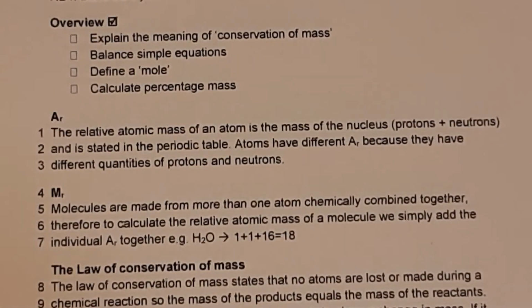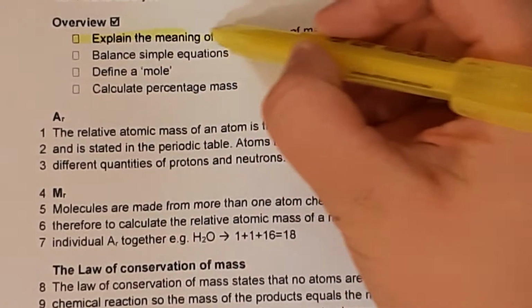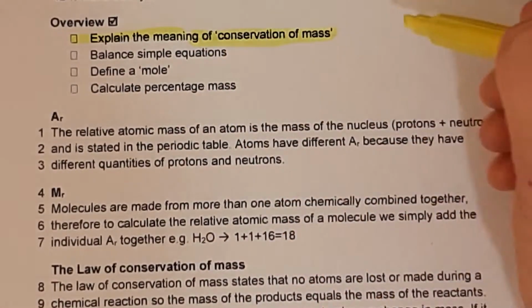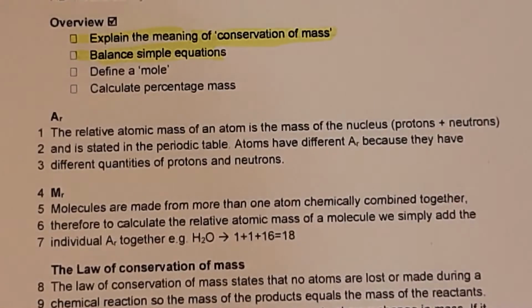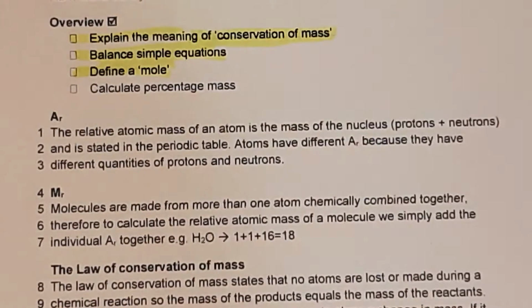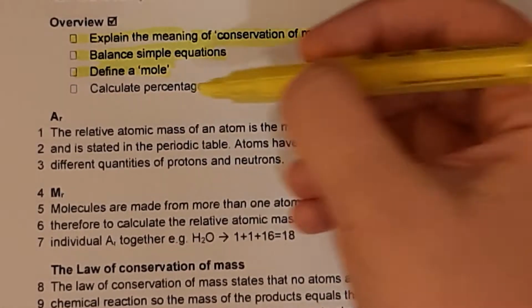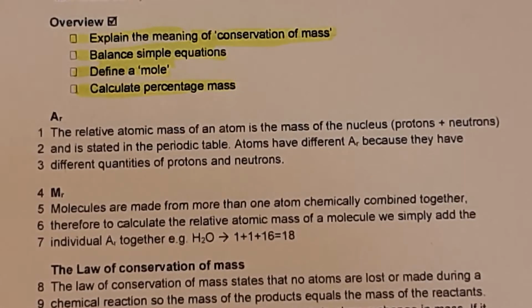So this page may be familiar as we used this in our first lesson in the foundation tier booklet, but today we have an overview of our lesson. We're going to explain the meaning of conservation of mass, which we do already know. We're going to be able to balance simple equations, which we should already be able to do, but this is a good review. We're going to define a mole, which again we already know, and we're going to calculate percentage mass, which we had a go at in the foundation tier booklet.